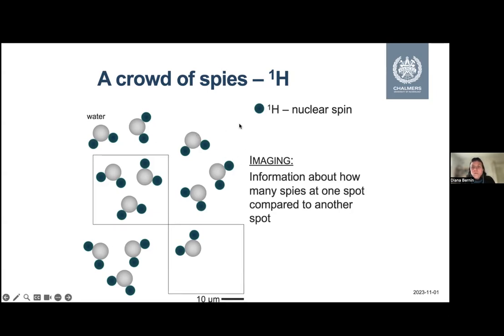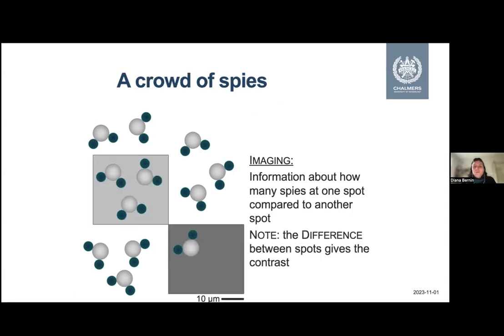But again, what gives you this contrast? So here I indicated 2 different voxels. And in this voxel, I have 3 water molecules. And in this voxel, I have one water molecule. So if I would now run an MRI on this one, I would get a dark spot here and a brighter spot here. And why is this?